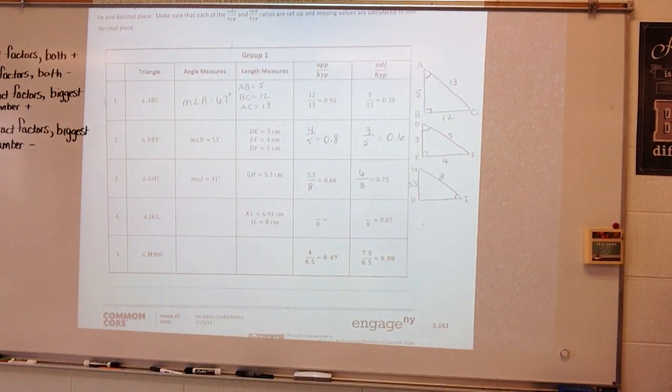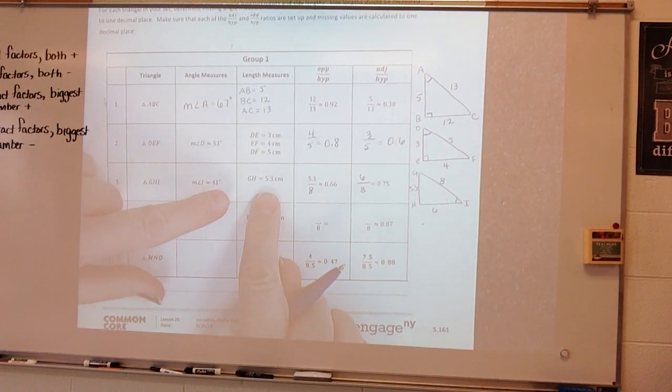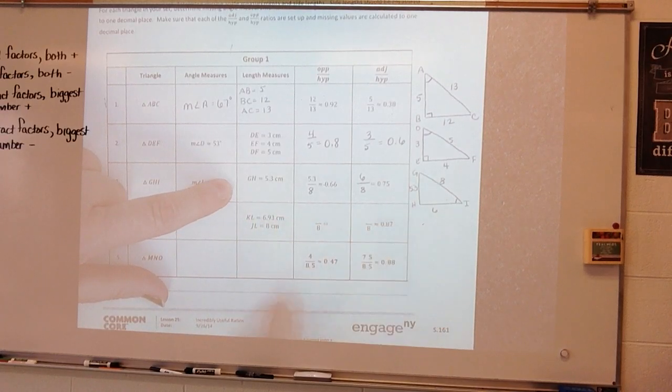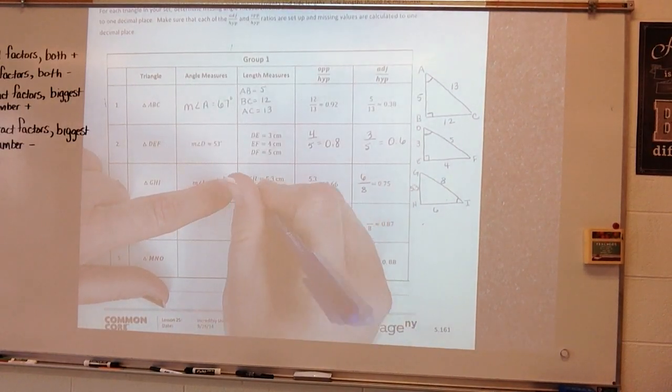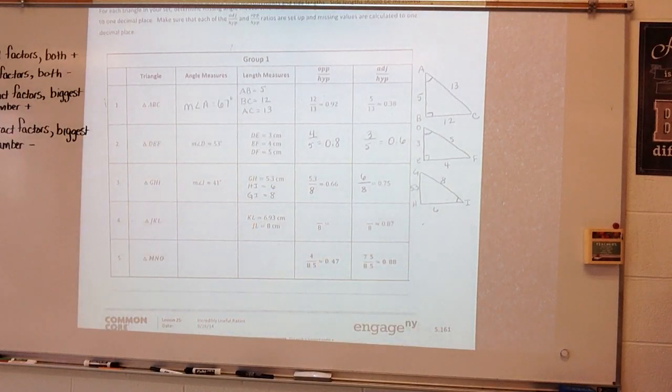Alright, so now I'm going to go ahead and fill in this part here. So I know that GH is 5.3. I know that HI is equal to 6. And I know that GI is equal to 8. Alright?